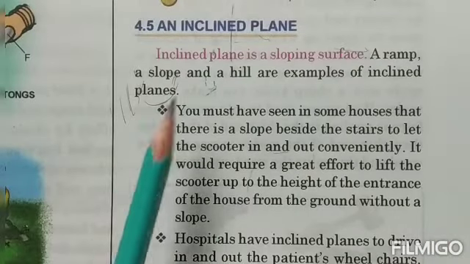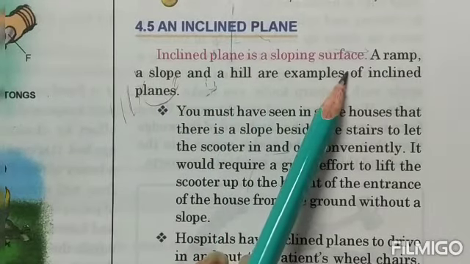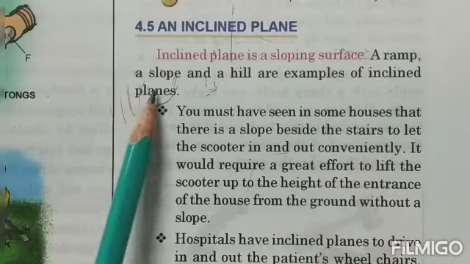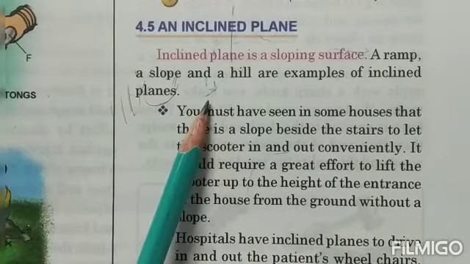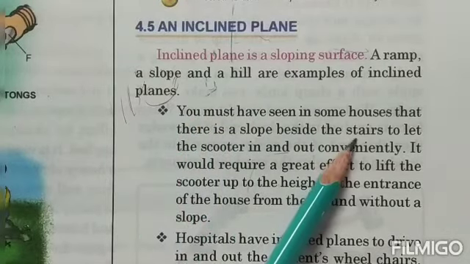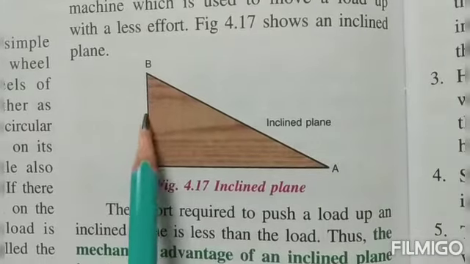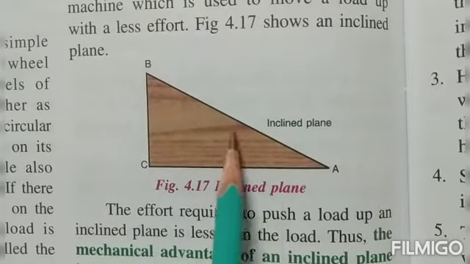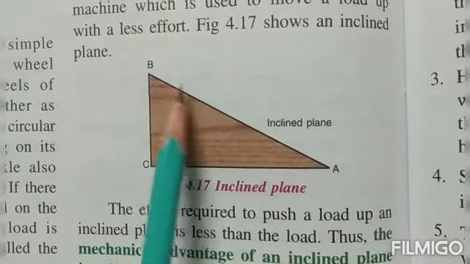Next we come to, children, an inclined plane. An inclined plane is a sloping surface. A ramp, a slope and a hill are all examples of an inclined plane. Now any surface that is slanting, that moves like this, is known as an inclined plane. Now look at this surface, children. This is a slanting surface. It is slanting like this and this is what is known as an inclined plane.